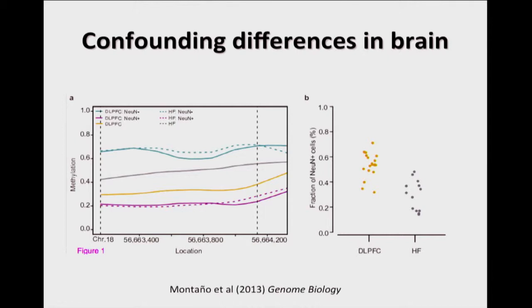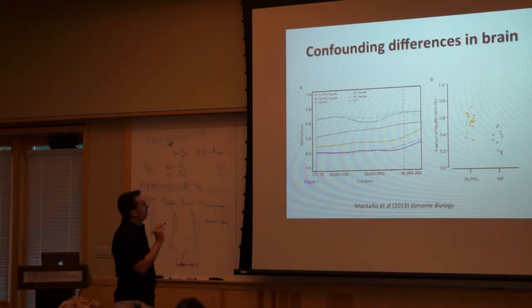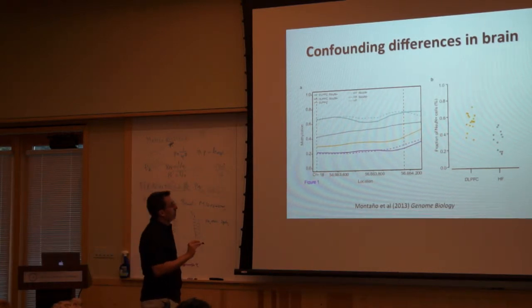So we had, anybody here know about brains? There's HF and DLF. DLF. Okay, thank you. I knew it when I was writing the paper, but now I forgot. So we have two parts of the brain.